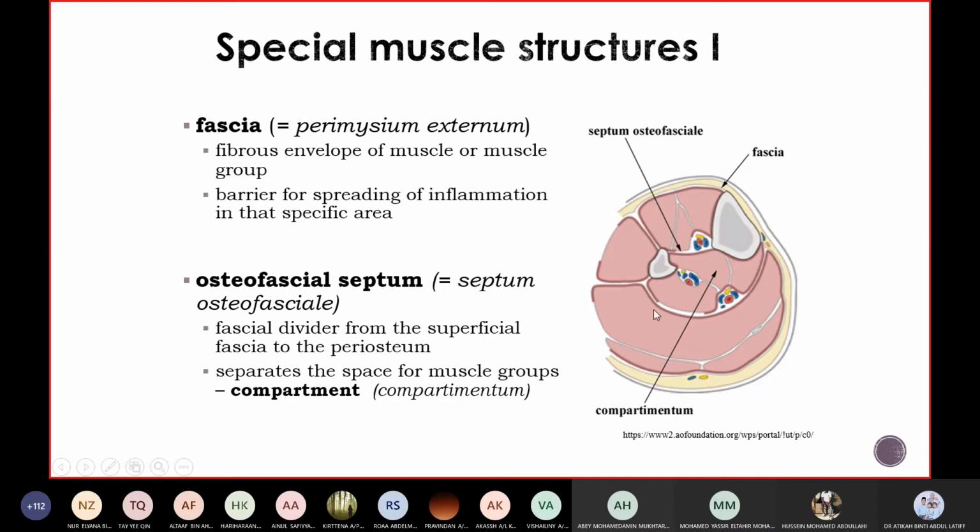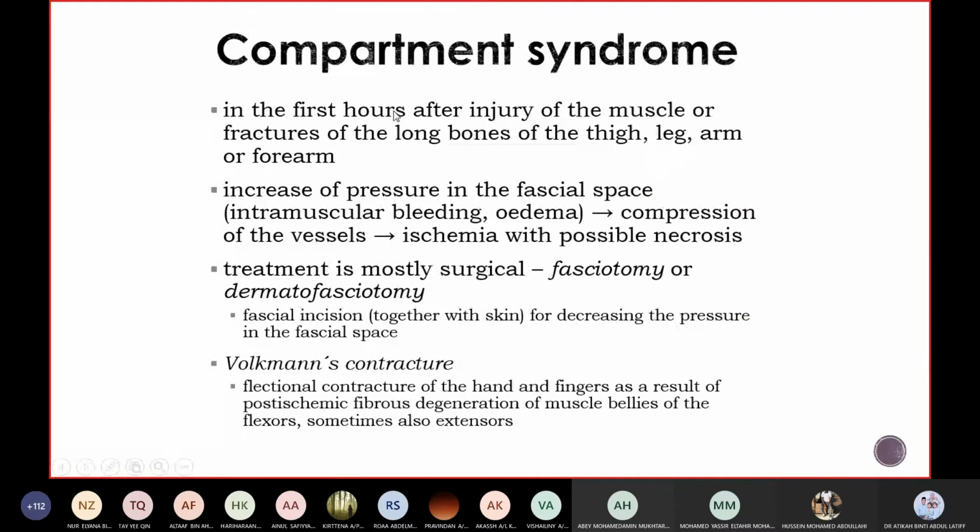So when blood leaks inside here, this is bone. If there's injury here and blood leaking into this area, it can compress these structures, and this is called compartment syndrome. The treatment is you have to surgically cut open the skin to release the pressure and release the blood out.